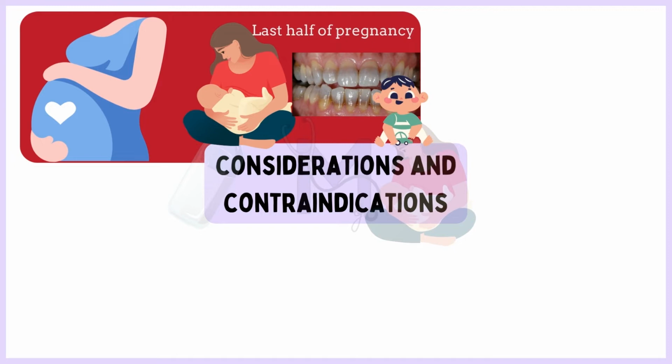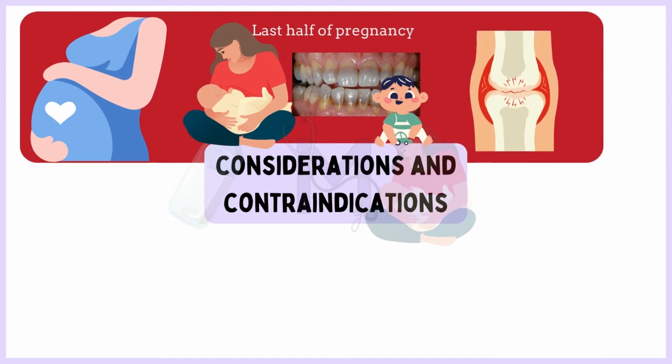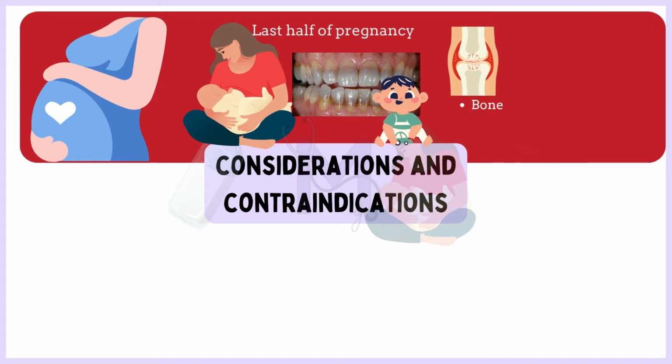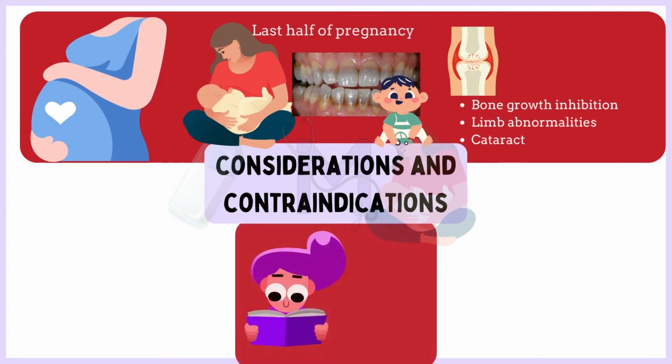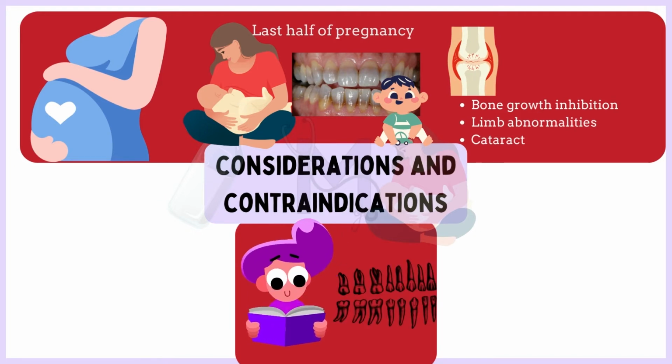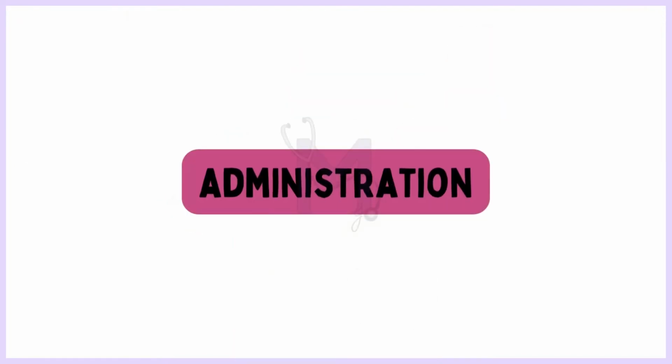Tetracyclines being administered in pregnant mothers can also cause the deposition of the drug in the bones of the forming fetus, leading to bone growth inhibition, limb abnormalities and cataract. It is also not advised for children under the age of 8 as it can cause deposition in the forming permanent teeth. How is it administered?